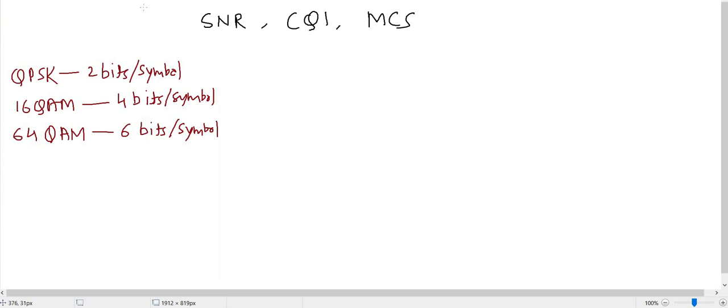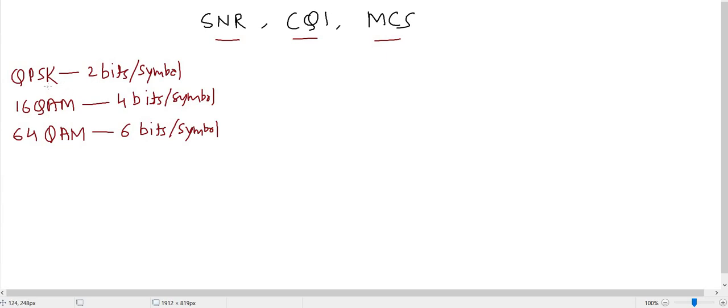So this is the second lecture of LTE throughput, and in this lecture we are going to study SNR, CQI, MCS, means how these factors affect the LTE throughput. This we will see, and before studying it, let's go through what we studied in last lecture. We studied about duplexing technique and modulation techniques in detail.